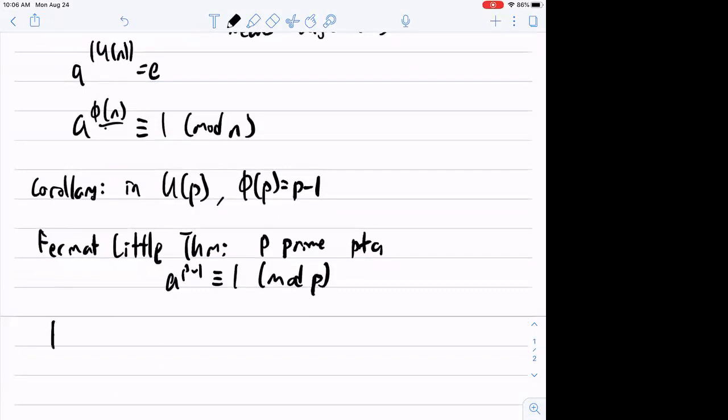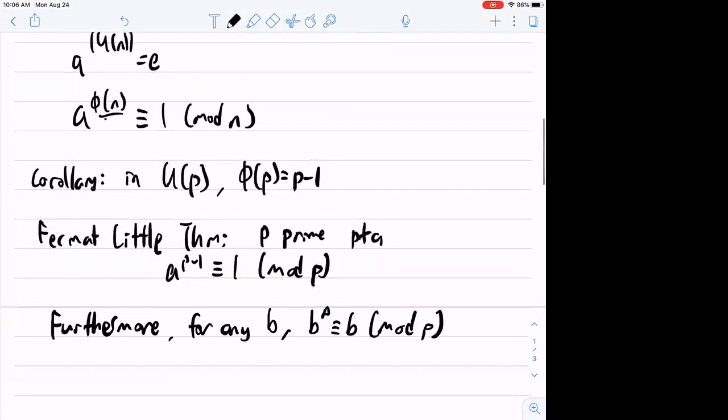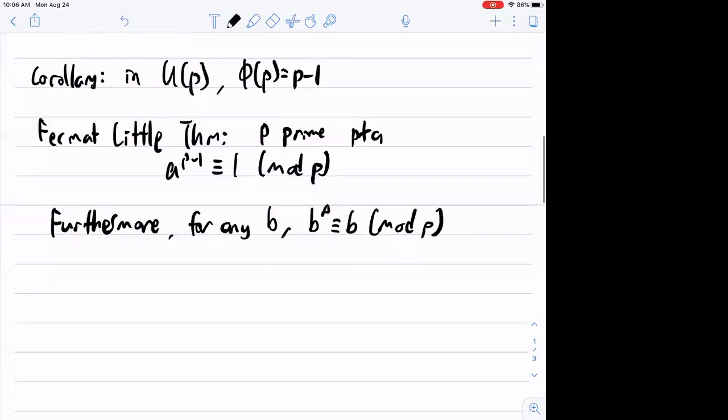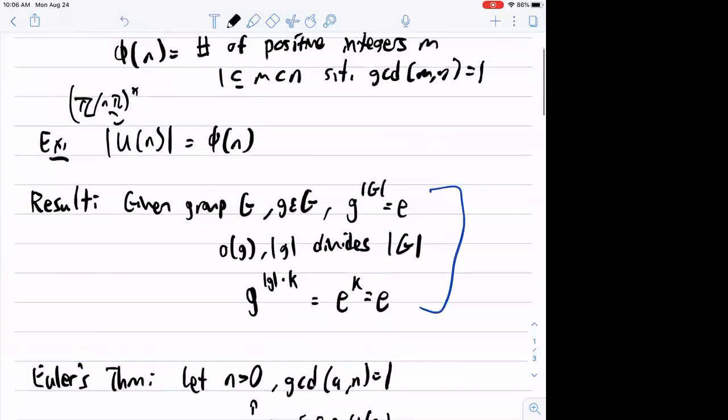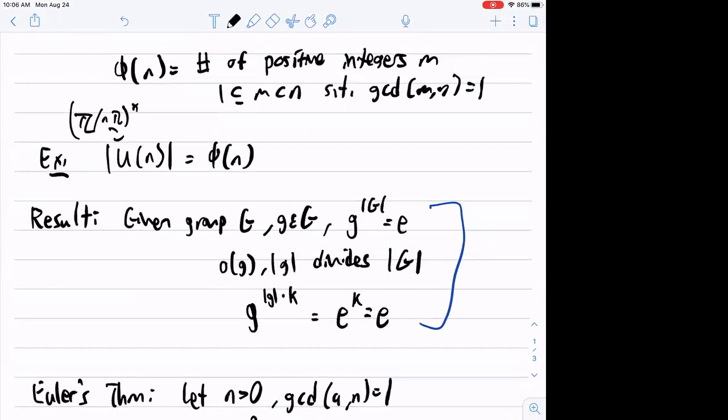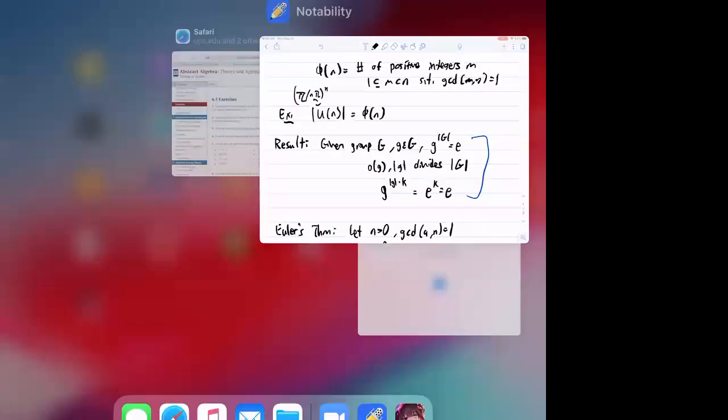And furthermore, if you multiply by a on both sides, you always have this identity for any a. This might be a bit harder to prove for non-coprime things, but you can show this. Okay, is everyone clear? All of this is just a result of the thing I have in blue. It's just Lagrange's theorem.